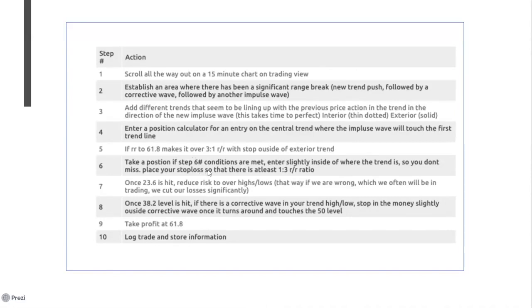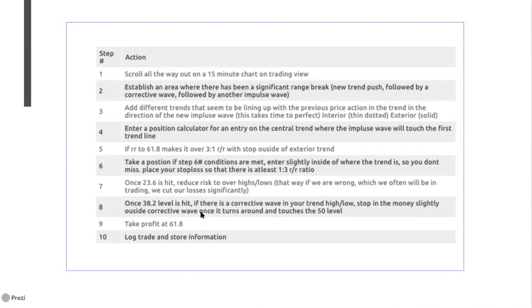Take a position if step 6 conditions are met. So basically we need to make sure that everything is all set with the position size calculator and be able to have the risk reward match up with the projections. Once the 23.6 level is hit, once we're in a position, reduce the risk to over highs or lows. But also do that realistically. So if that means dropping the risk by about half, that's okay as well. That's what I normally do.